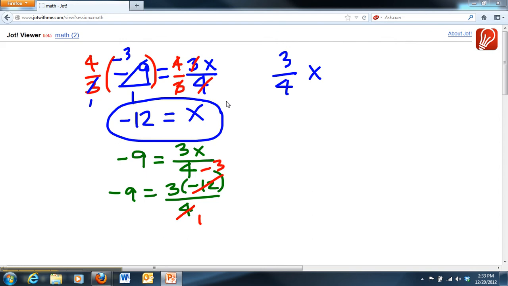So now we still have that negative 9 on the left-hand side of the equation. And on the right-hand side, we have 3 times negative 3, which is negative 9. So we have ended up with a true statement, which is a verification that our result did satisfy the equation, and x equals negative 12 is our solution.